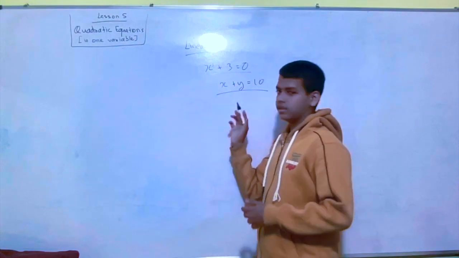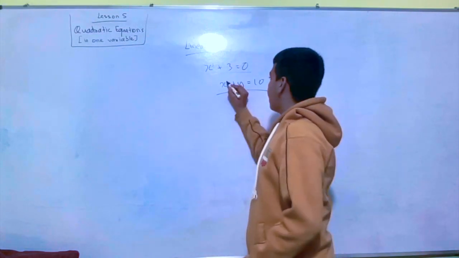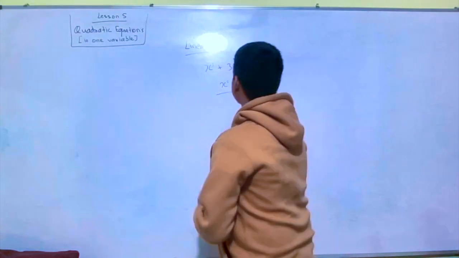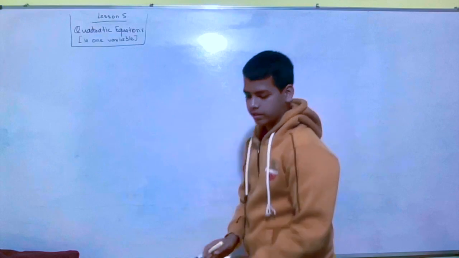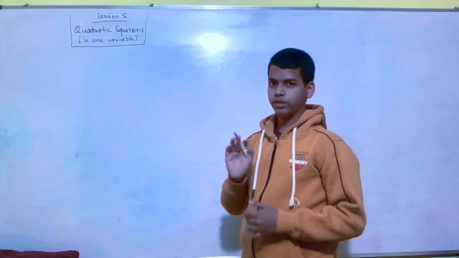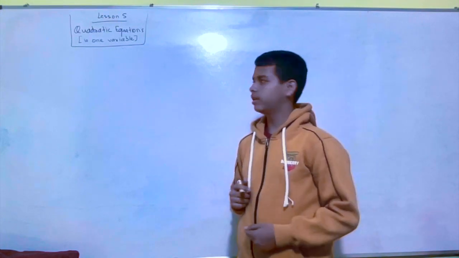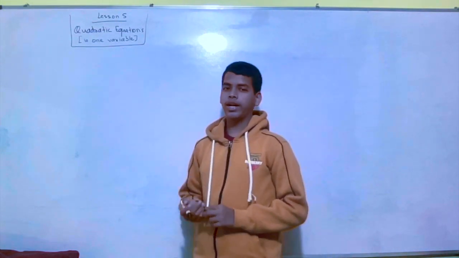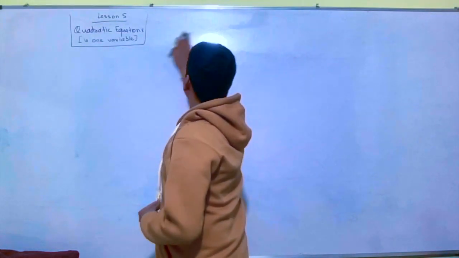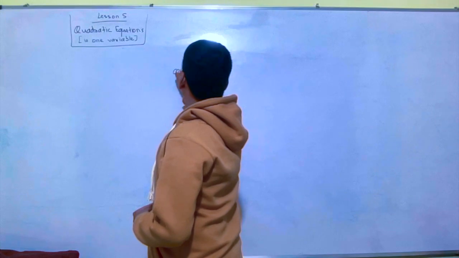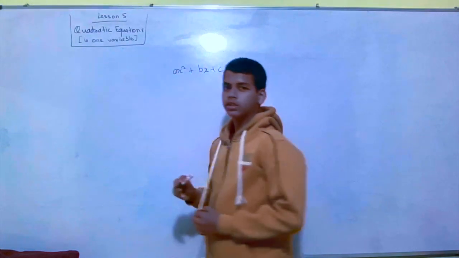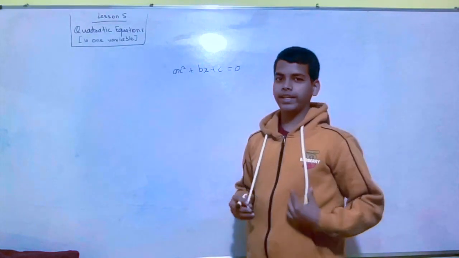Now this is called a linear equation because the highest power of the variables is 1, whereas in a quadratic equation the highest power of a variable is 2. That's why it is called a quadratic equation. Now the general format of a quadratic equation is ax square plus bx plus c is equal to 0.